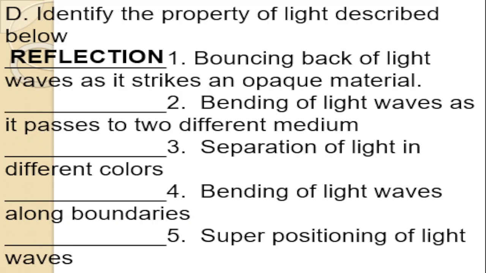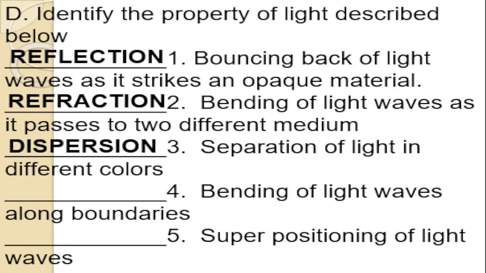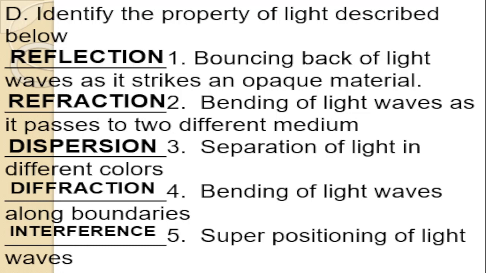Bending of light waves as it passes through two different media. This is refraction. And then the separation of light into different colors, the reason why we have rainbow. If your answer is dispersion, you are correct. The bending of light waves along boundaries. This is diffraction. And the superpositioning of light waves is what we call interference.